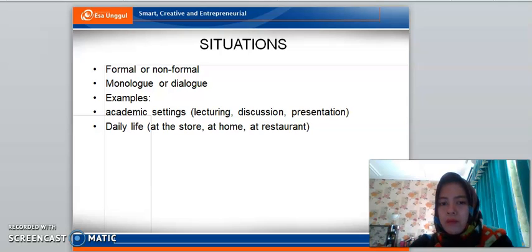When we talk about situation, there are types of situations. First, formal or non-formal, monologue or dialogue. For example, in academic settings, we can find lecturing, discussion, and presentation. What about in daily life? In daily life, we will have some kind of conversation or dialogues at stores, at home, or even at the restaurant.